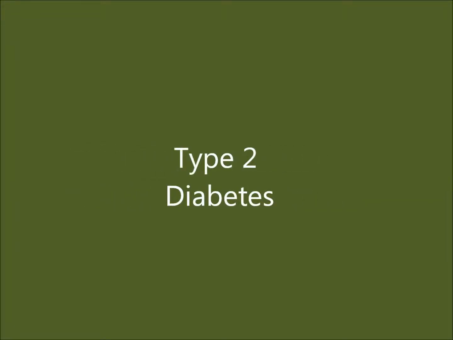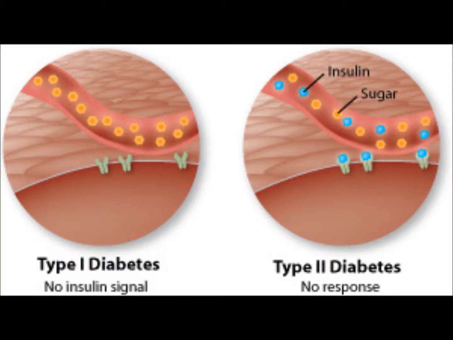Type 2 diabetes is the most common form of diabetes. People with type 2 diabetes can make insulin, unlike those with type 1 diabetes, but their bodies cannot use the insulin well or do not make enough. Because the insulin is not used as it is supposed to be, glucose builds up in the blood.